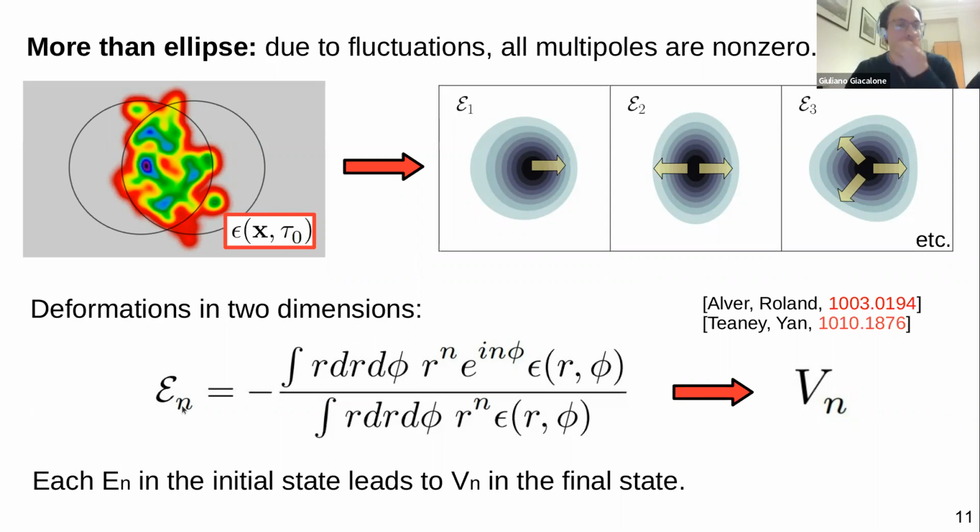They are typically quantified by what are called eccentricities, which are precisely multipole moments in 2 dimensions of the energy density of the system. And as long as you have a deformation, you will have a flow coefficient in the end. So each eccentricity, or if you want, initial state anisotropy, leads to a final state anisotropy because of the expansion which follows the pressure gradients. So this is always the same argument.